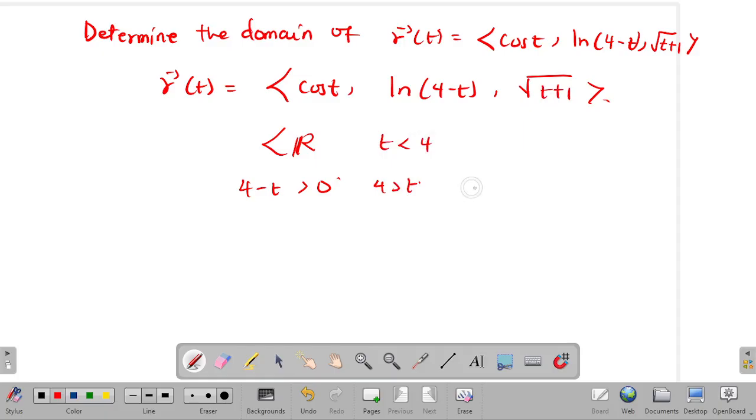Then when you come here, you know that every number under the square root sign should be greater than or equal to 0. So t plus 1 should be greater than or equal to 0. Therefore, t should be greater than or equal to negative 1.